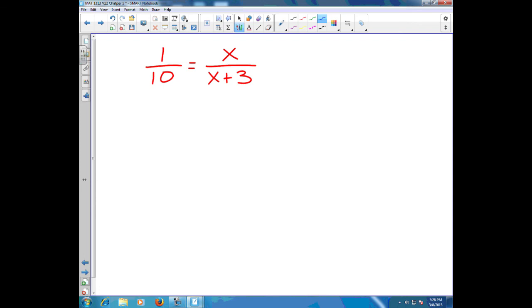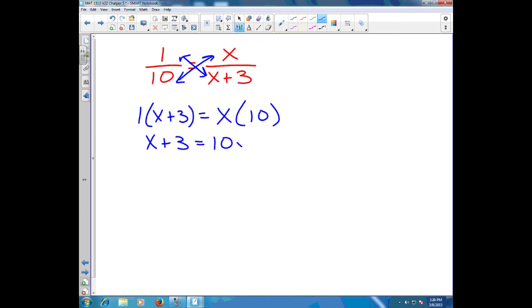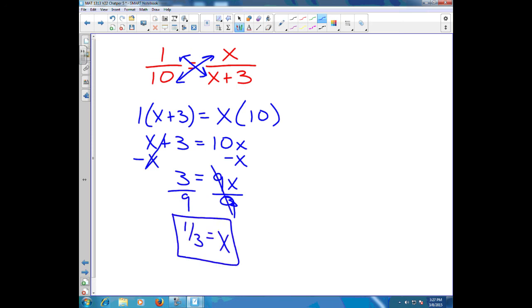To solve this equation, we can cross multiply. 1 times x plus 3 is equal to x times 10, or x plus 3 is equal to 10x. If we subtract x from both sides, we get 3 is equal to 9x. Divide by 9. Then we get x equals 1/3.